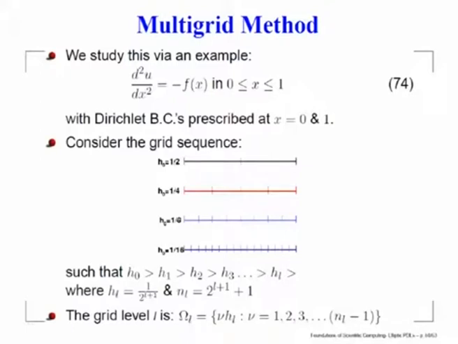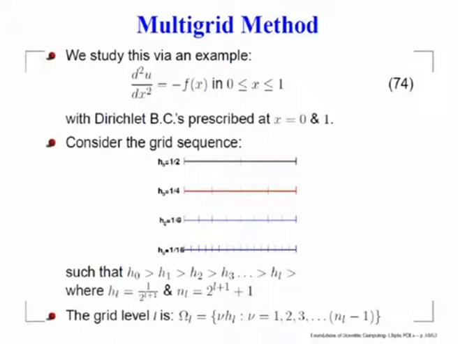There is a typing mistake, so this should be H1, H2, H3. So we take the sequence of grids such that the spacing has this hierarchy. And the number of points, of course, have been taken to be given by HL, let's say the L-th level grid we are looking at. The number of points is given by 2 to the power L plus 1 plus 1, right? That's what we are getting, right?